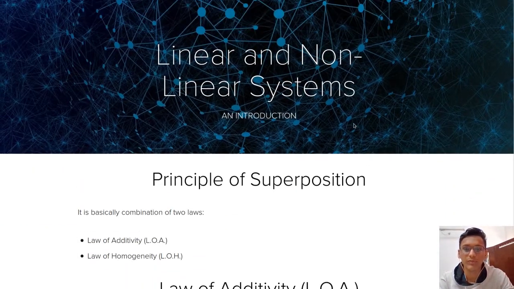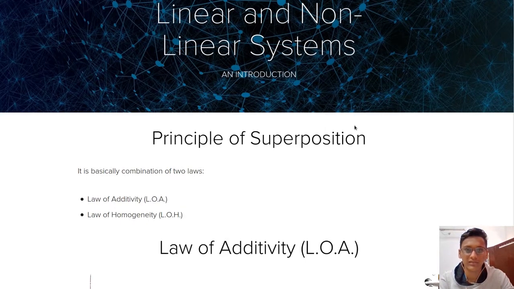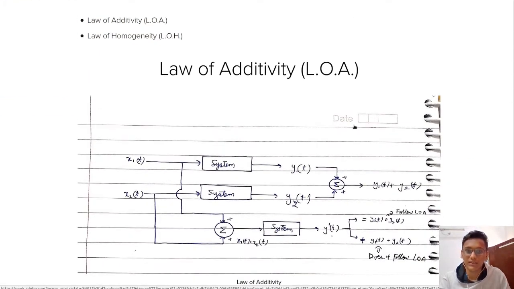The principle of superposition is basically a combination of two laws, law of additivity and law of homogeneity. Now let's understand these one by one. Law of additivity. Let us understand it using this diagram. As you can see, there are two inputs, x1 and x2. They are passed through the system and the outputs are added and we get y1(t) plus y2(t).